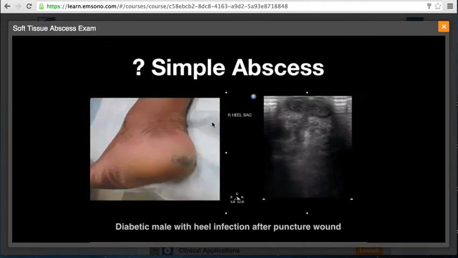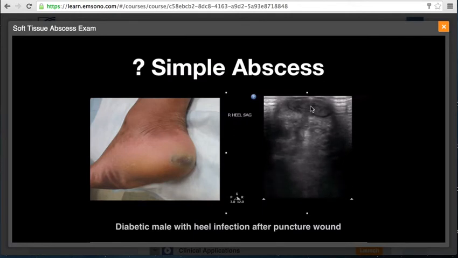Here's a diabetic male who about 4 weeks ago stepped on a nail and punctured his heel. He thought that everything was fine, said that his blood sugars have been doing well, said that he had not noticed any erythema or redness, but over the past week he's noticed redness and swelling. There's been no drainage, and he was finally urged to come in by his wife.